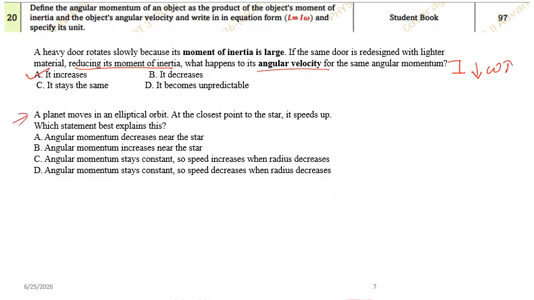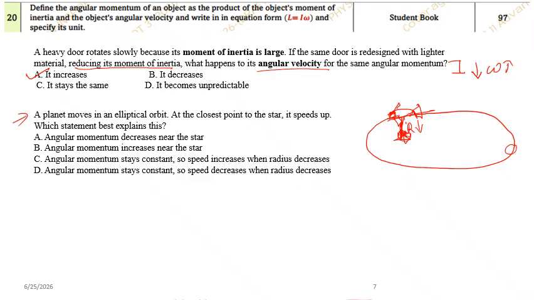Now the next one. A planet moves in an elliptical orbit. At the closest point to the star, its speed increases. Which statement is the best? Explain this. See, look, we have a star over here. Think of it, this is a planet which is rotating in this particular elliptical path. Now look, if the planet is near to the star, here the radius is less.